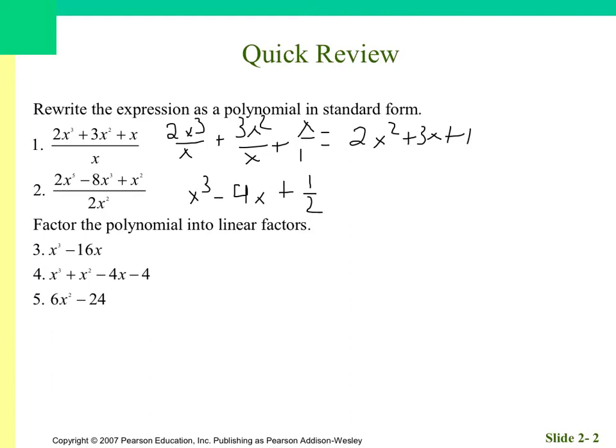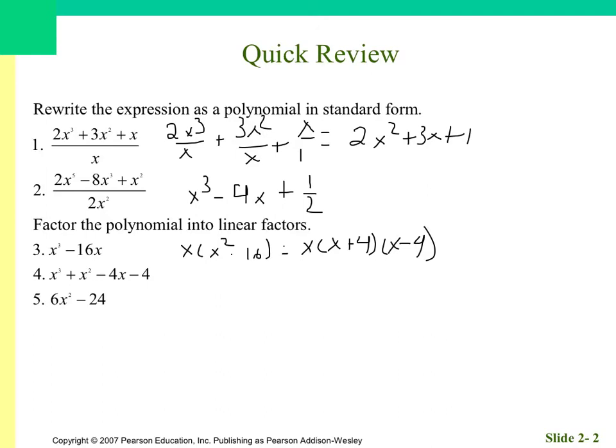That says factor the polynomial into linear factors. So linear factors have a degree of 1. So first thing we can do here is factor out the x. You get x squared minus 16. Well, what multiplies to negative 16 and adds to 0? So there are all the linear factors.